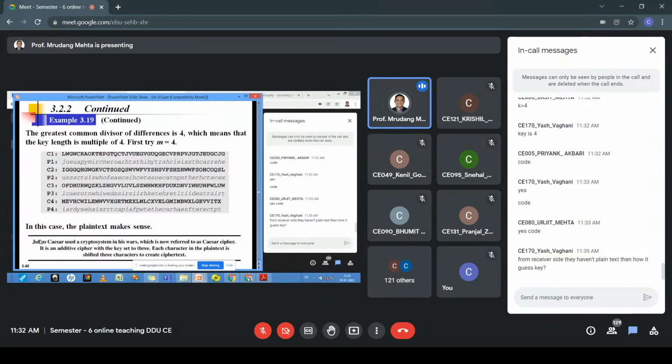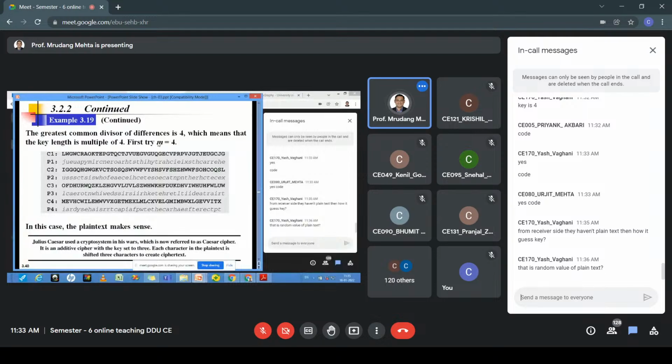So this plain text which is generated is by applying the correct key, that is code. But if you know the length of the key, then you may think about what possible meaningful English words of length 4 you can find. That could be the key, and you can apply that.